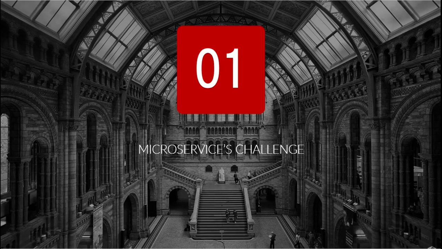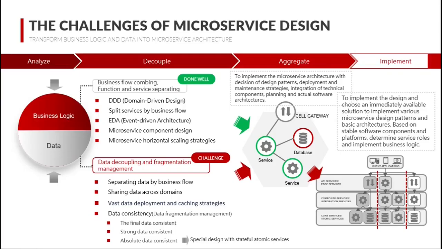Let's have a look at the microservice challenge first. Usually, there are four phases for microservice architecture introduction. Analyze, decouple, aggregate, and implement. The first thing we must keep in mind is the data. It's the key problem in the current microservice architecture implementation.